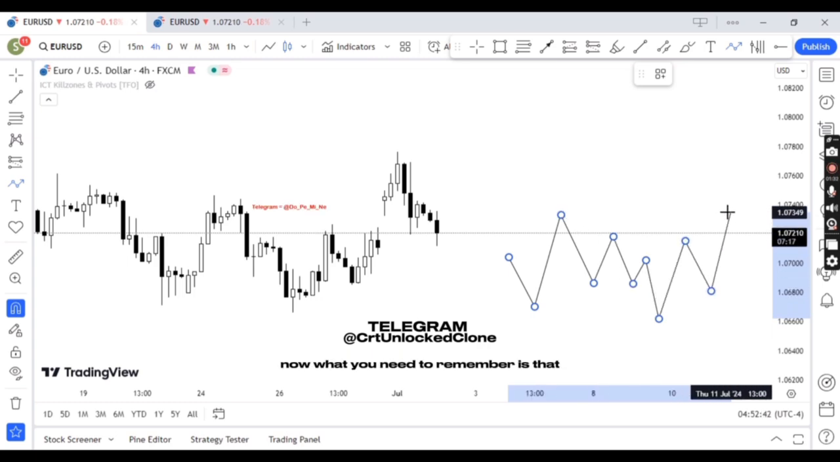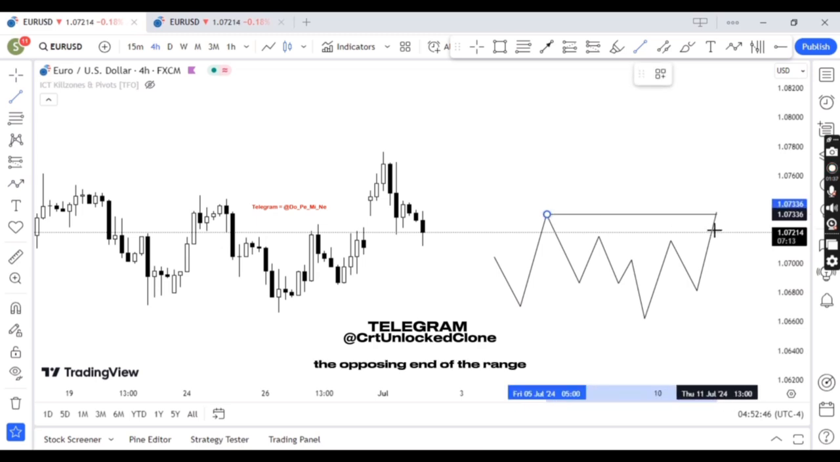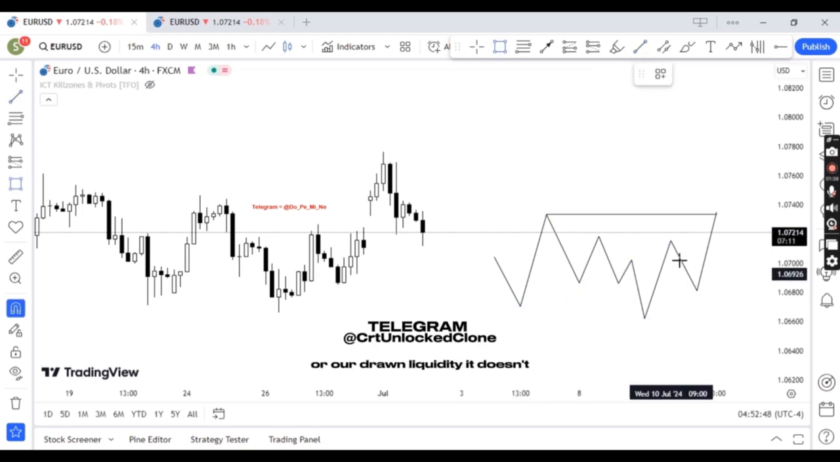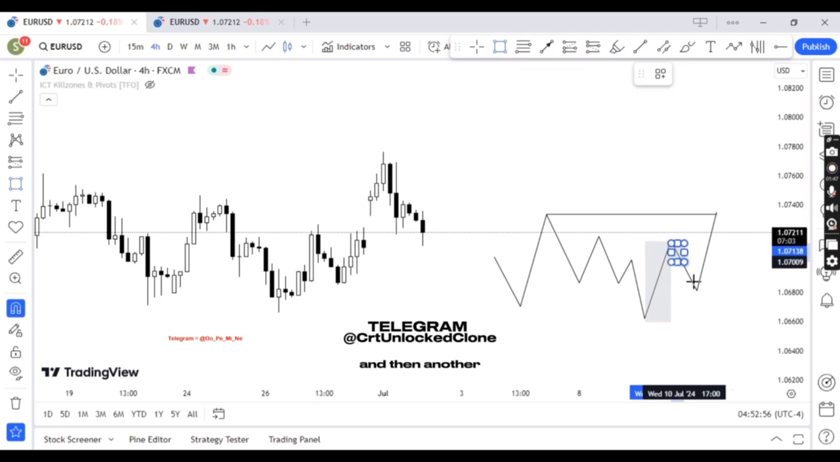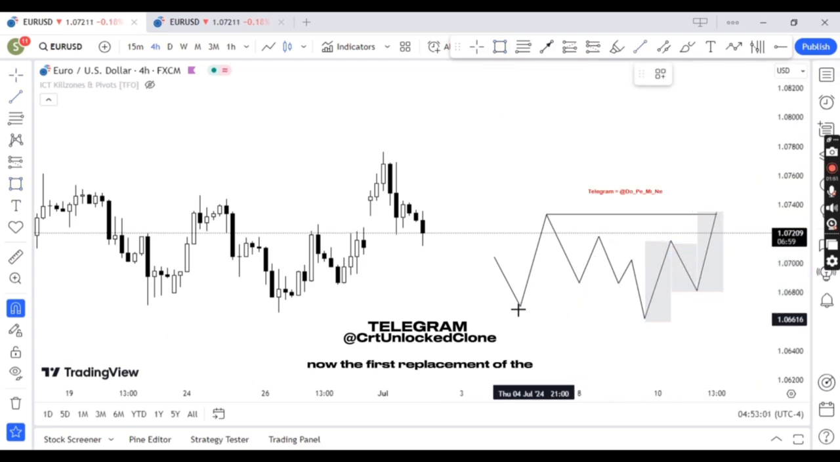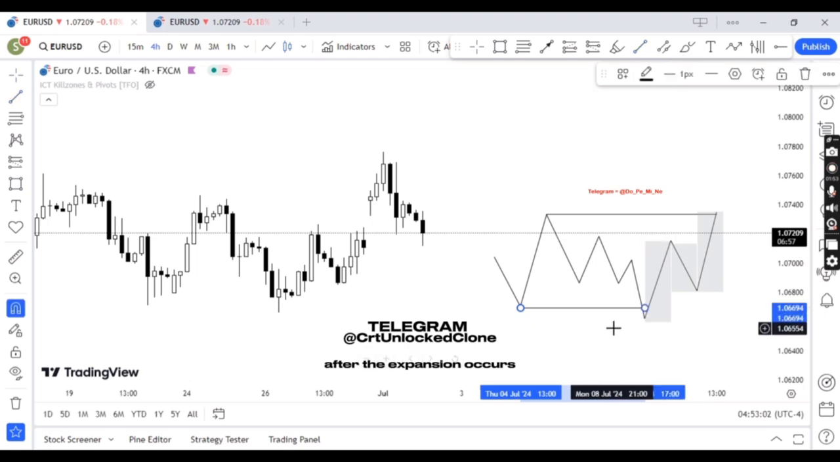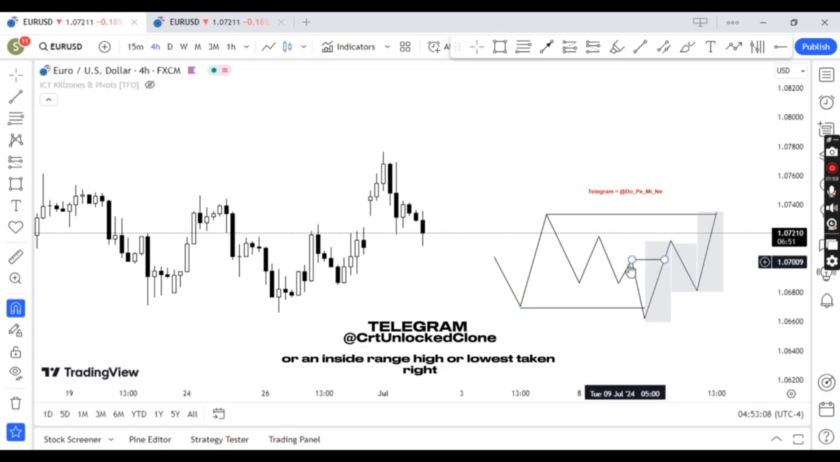Now what you need to remember is that even when price continues its journey towards the opposing end of the range, or our drawn liquidity, it doesn't move in a straight line, right? It always moves in expansions and then retracements and then another expansion towards those drawn liquidities. Now the first retracement after the expansion occurs when 50% of the range is taken, or an inside range high or low is taken, right?